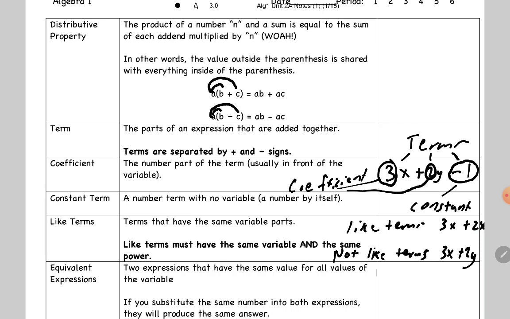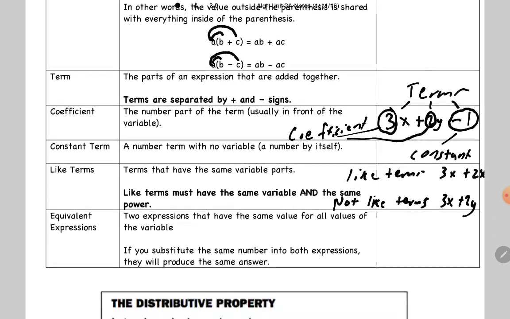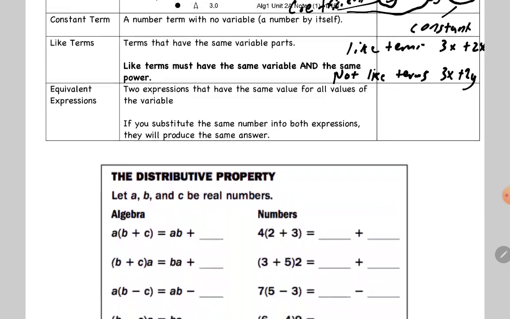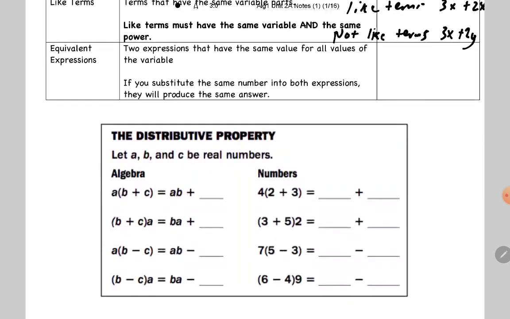Equivalent expressions are two expressions that have the same value for all values of the variable. Basically if you have two expressions and you substitute a number in, it works for both. We'll go over an example on that later. So let's go back to the distributive property.